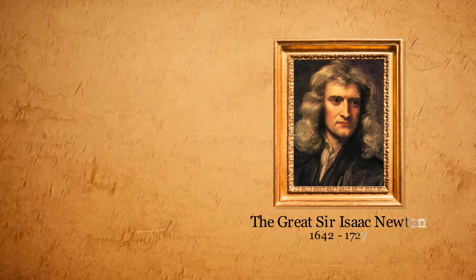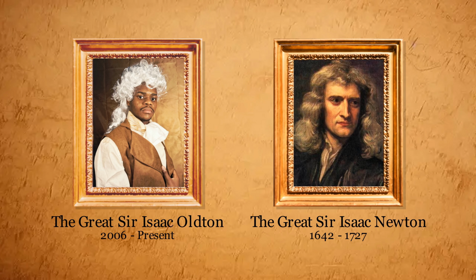Now, who the heck is Isaac Oldton? Isaac Oldton is the guy who taught me math, not Isaac Newton, not the great Sir Isaac Newton. He was a white guy. I'm talking about the great Sir Isaac Oldton. He's a black guy. Well, he wasn't really great, so let's drop the great. And he wasn't really a sir. No, nobody knighted him, so let's drop the sir. He was just Oldton, Isaac Oldton.